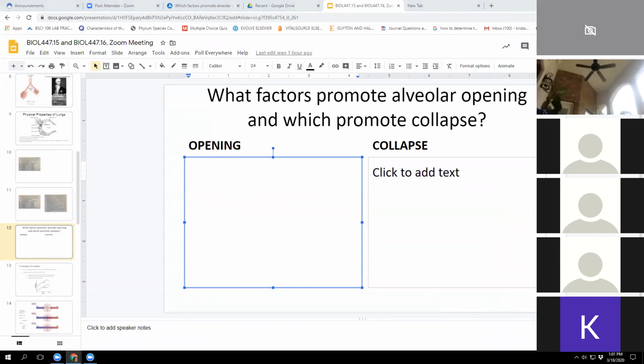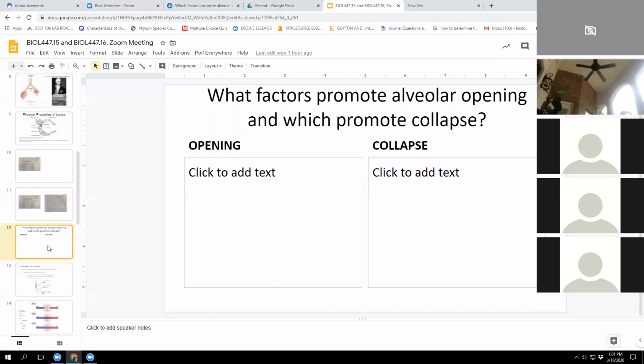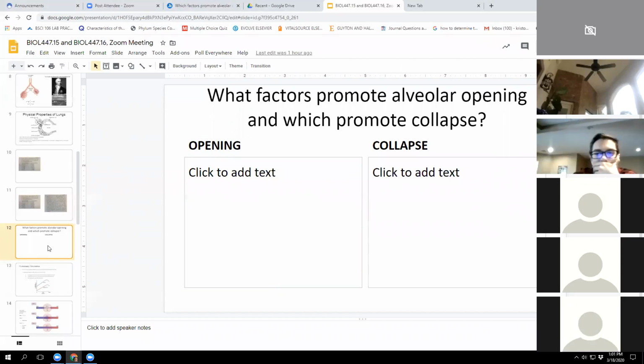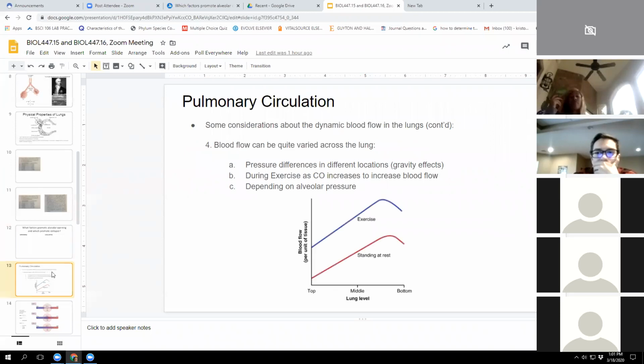Got him. Okay. So I think that's an important thing to consider, like what factors promote opening, what factors promote collapse, to think about a big picture view of the lung from that perspective.